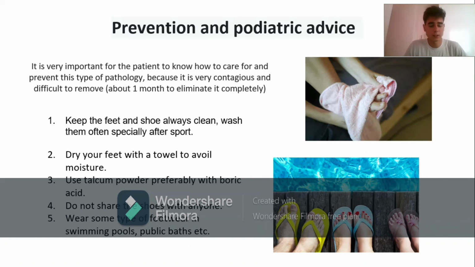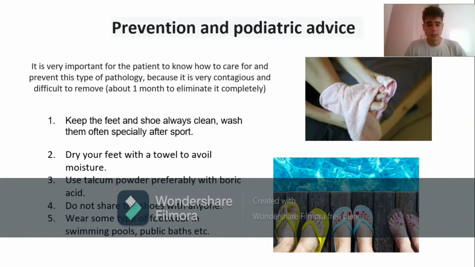Okay, the fourth step is do not share your shoes with anyone. It doesn't matter if it's your brother, your sister, your son, it doesn't matter because we don't know if that person has a fungal infection. So better not to play with that.